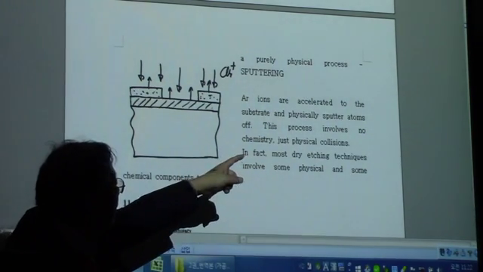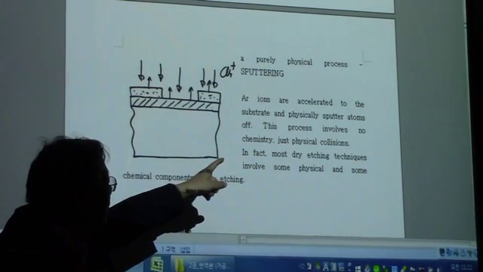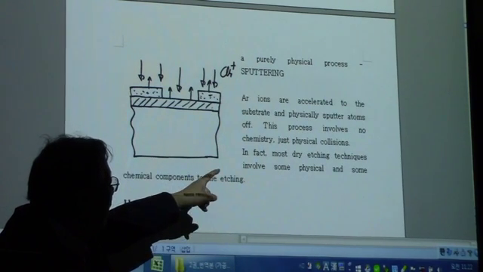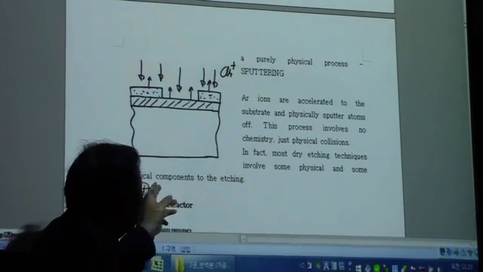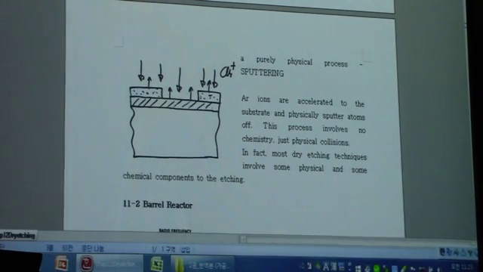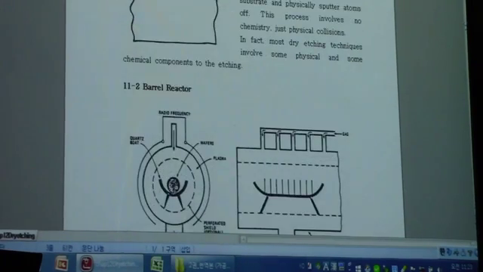Argon ions are accelerated to the substrate and physically sputter atoms off. Okay, this process involves no chemistry, just physical collisions. In fact, most dry etching techniques involve some physical and some chemical component to the etching. At the end of this lecture, I'm going to compare all the different dry etching techniques, and you can see the proportion of physical etching to chemical etching changes depending on the technique.